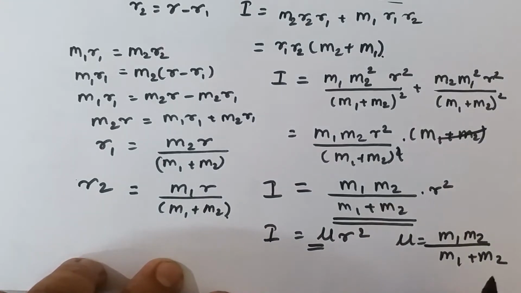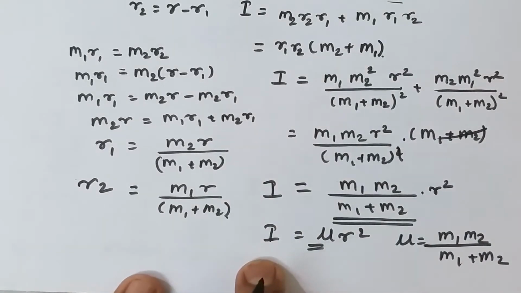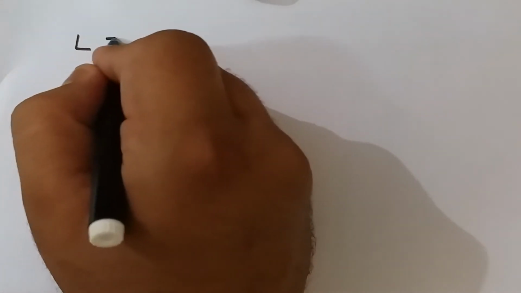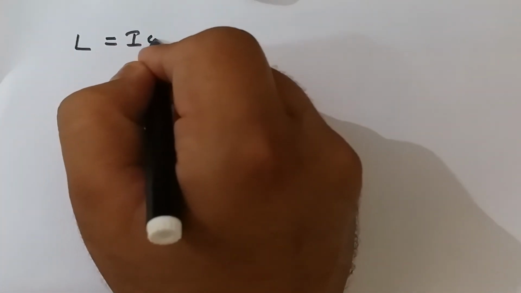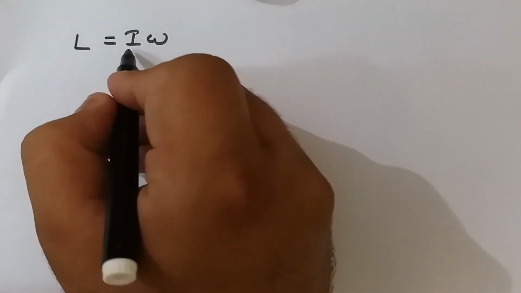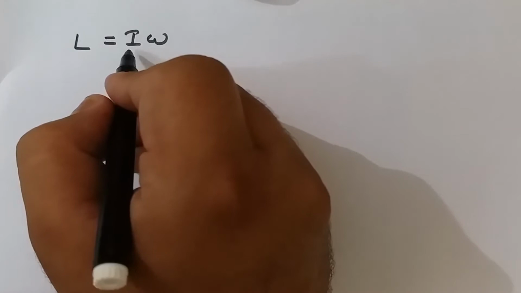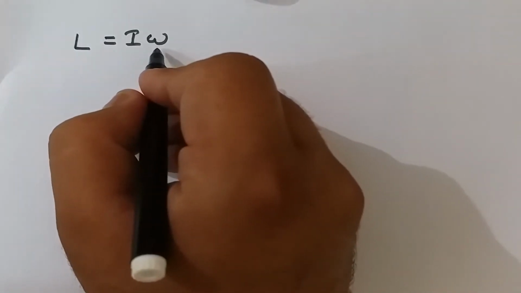Okay, this particular term is known as reduced mass. So we now have the value of moment of inertia I, which is the reduced mass times the square of the total bond length. Further, L is the angular momentum, and the angular momentum of any rotating molecule is given by I into omega, where I is the moment of inertia as we have just seen, and omega is the angular velocity.